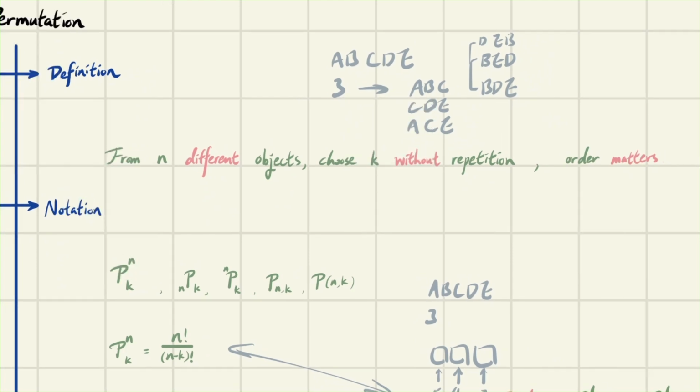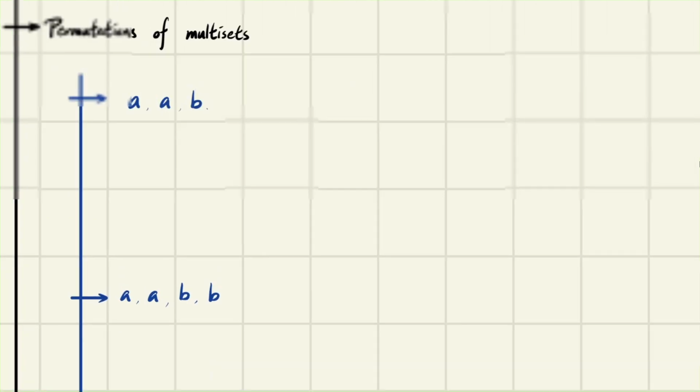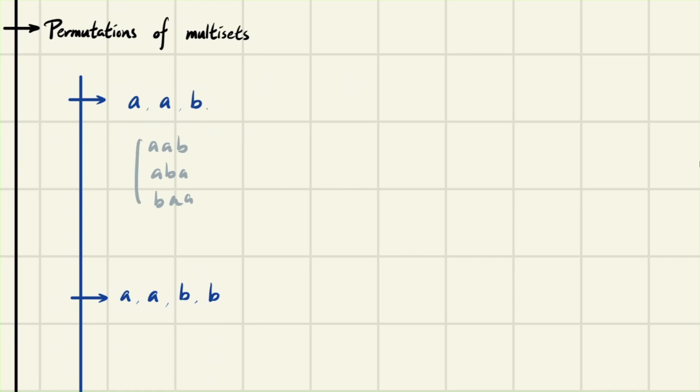But the difference between this permutation and permutation of multisets is that there are same objects. Not that they're all the same, but there are same objects. So how do we do it? How do we know the possible arrangements? Well, of course we can list it down. So let's do it first. There's AAB, there is ABA, there is BAA. So there are three different arrangements, right?